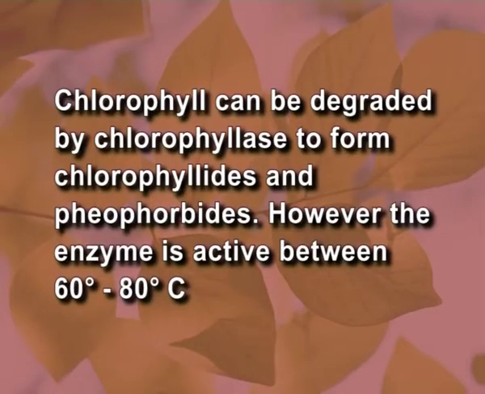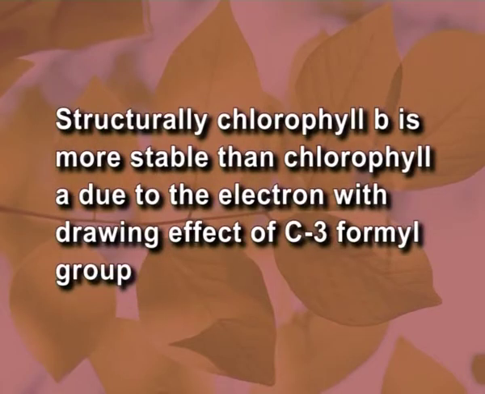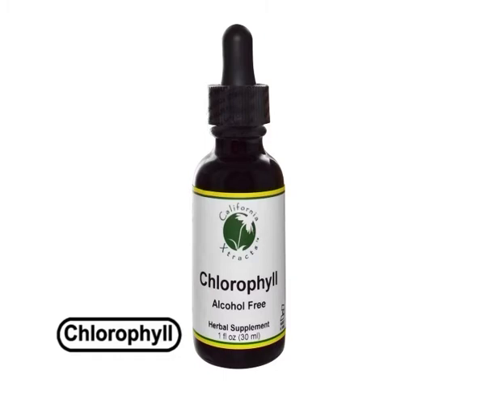Chlorophyll can be degraded by chlorophyllase to form chlorophyllides and pheophorbides. However, the enzyme is active between 60 degrees to 80 degrees Celsius. Structurally, chlorophyll b is more stable than chlorophyll a due to the electron withdrawing effect of the C3 formyl group. pH plays a vital role in the stability of chlorophyll, where the stability is higher in alkaline pH than acidic pH. Chlorophylls oxidize when dissolved in alcohol or other solvents and exposed to air. This process is called allomerization.